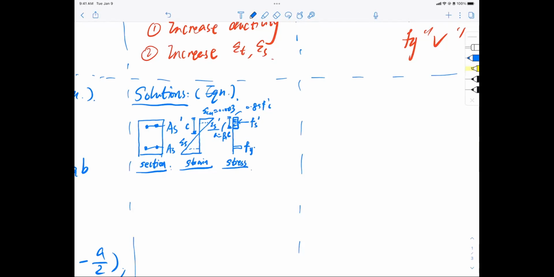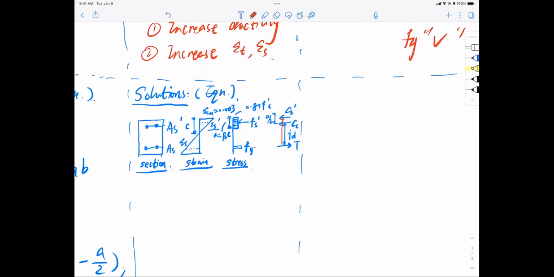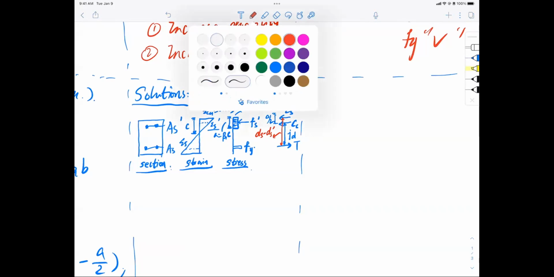Now, in terms of internal forces, things are a little bit different. I have Cs prime, the compression force from the steel, Cc, the compression force from the concrete, and a tension force from the steel, T. Mind you, the distance between the compression of the concrete and the tension of the steel is jd, which did not change because it is still d minus a over 2. But the distance between Cs prime and T is ds minus ds prime. So that is my force diagram.